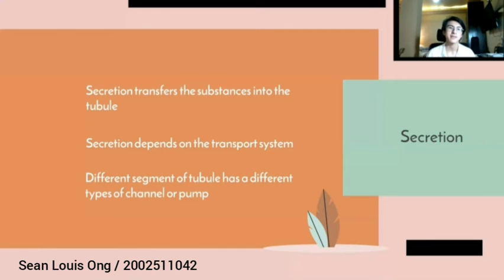Okay, so next up is secretion. Secretion is different from reabsorption. It transfers the substances into the tubule from the extracellular fluid, and secretion depends on the transport system. So different segments of the tubule have different types of channel or pump, leading to different types of secreted substances. For example, the proximal tubule secretes hydrogen ion and bicarbonate ion.